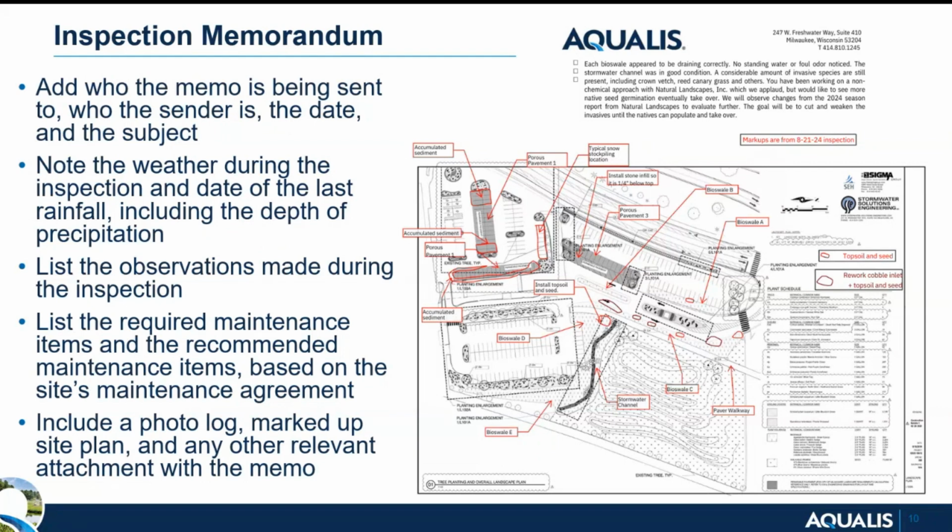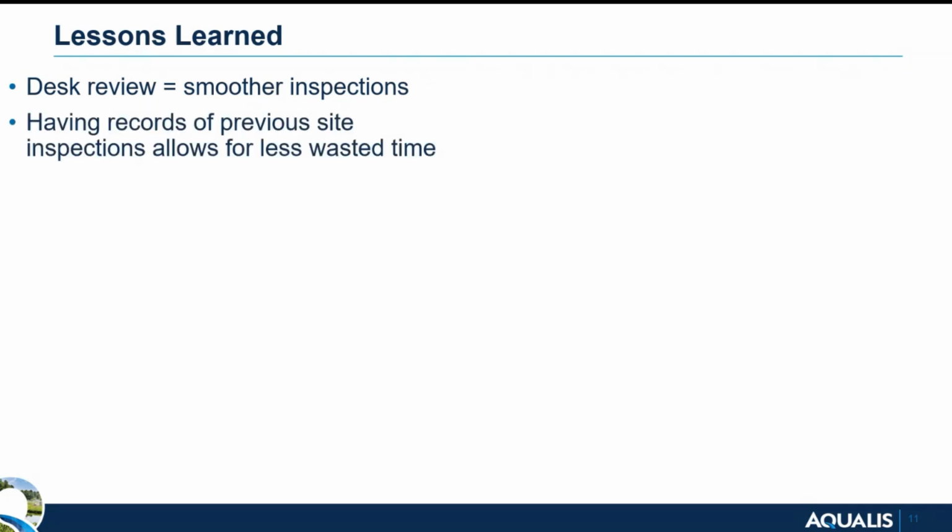From there, I'll briefly talk about a few lessons we've learned as we've performed these inspections throughout the years. The first note here: the desk review leads to a smoother inspection. This is the case, we'll say, 9 out of 10 times, except for that one time where the BMP is destroyed or not built. We've also learned that having records of previous site inspections has allowed for less wasted time internally. If we've performed maintenance or inspection on a site for a few years, we're able to go back, look at those photos of the BMP and verify whether it got worse or better from last year, and make appropriate recommendations.